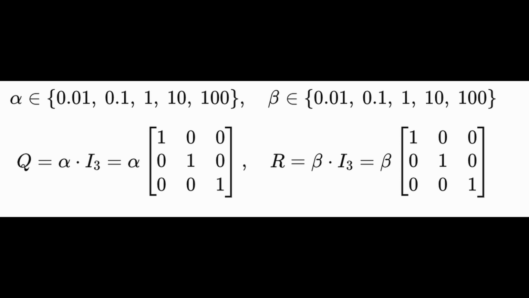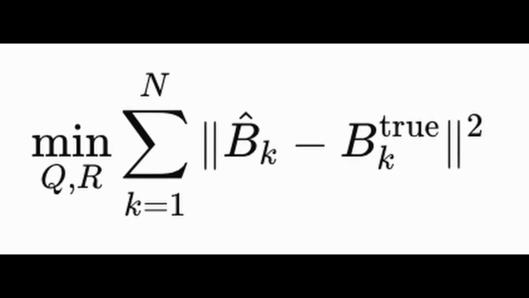I will set Q and R to be square identity matrices with coefficients alpha and beta, respectively. Alpha and beta will each iterate through the values 0.01, 0.1, 1, 10, and 100. As we plug in each of these values, we will evaluate the cost function. In this case, the cost function is the difference between the true magnetic field, which is known by the simulation, and the estimated magnetic field by the Kalman filter. This difference is squared and calculated at every time step.